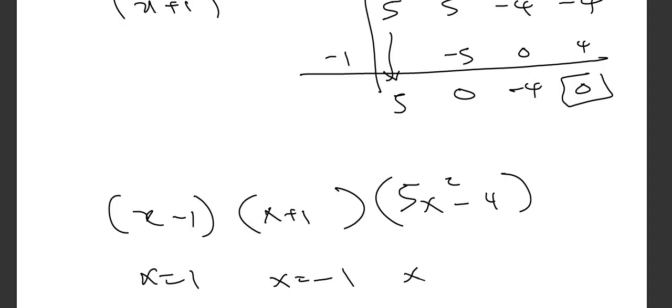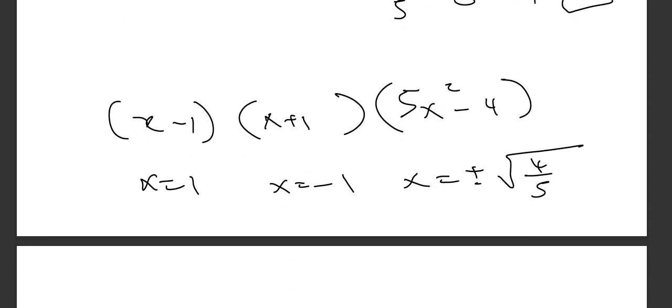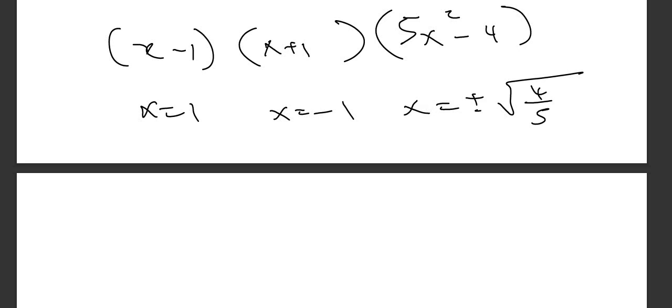Solve this, it will give you x is equal to plus or minus the square root of 4 over 5, right? So these are the answers that you have. Then you test them by putting them back in the expression to see which one is going to work out. How do you test the one for the square root? So this is the same as 2 over root of 5, right?